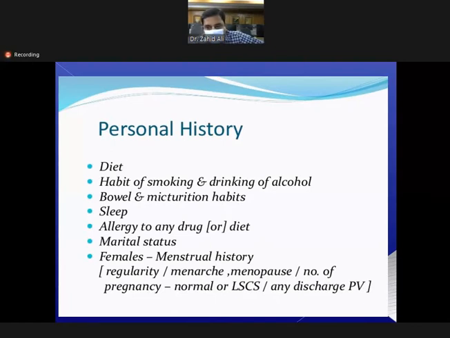Yes, LSCS is lower segment cesarean section. You know that in females, most of the time they go for cesarean section. So one is low cesarean section, and the other is high cesarean section. This is very important. Okay, thank you.